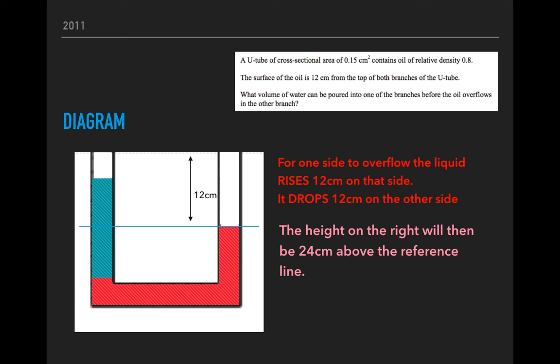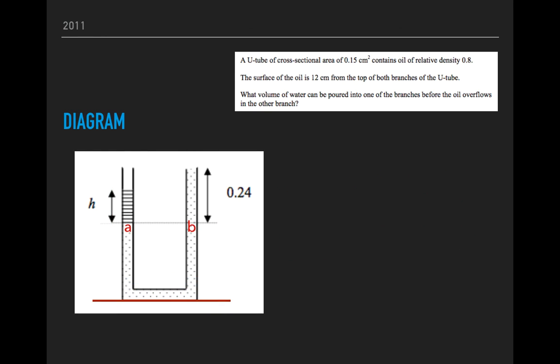Right, so we push down with the water on one side, and then the oil rises by 12 centimeters on the other. And what happens then is if one side drops by 12 and the other one rises by 12, the height above the reference line, which in this case is now 24 centimeters. So the height of the oil on one side is 24 centimeters. Okay, I'm going to redraw the diagram. So it looks like that.